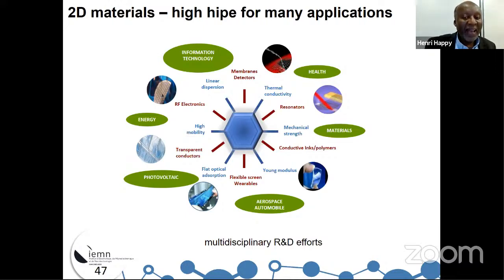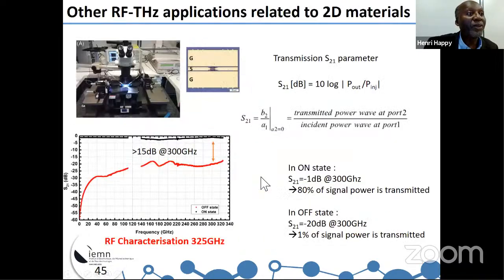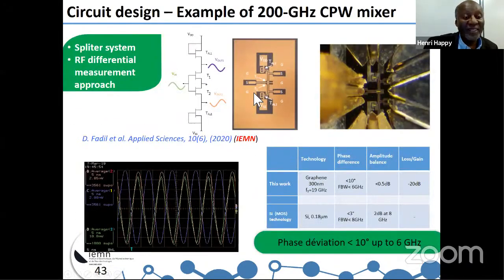Okay. This is one point. Another point is that I agree we don't have many people working on design, so we have collaboration, for example, with colleagues of Bordeaux, where we work sometimes, because, for example, this circuit was designed by Bordeaux and fabricated in IEMN. So we have many, many collaborations for that.